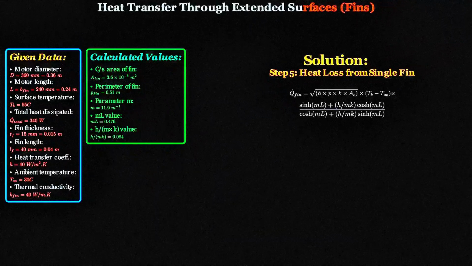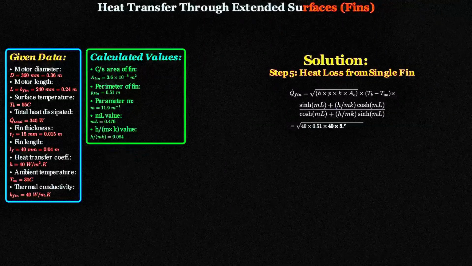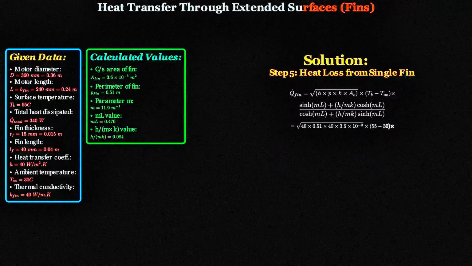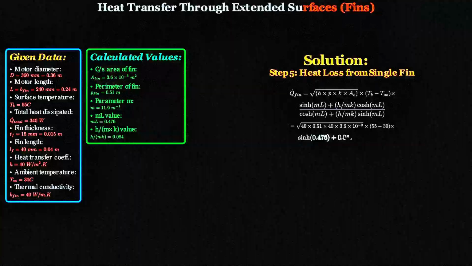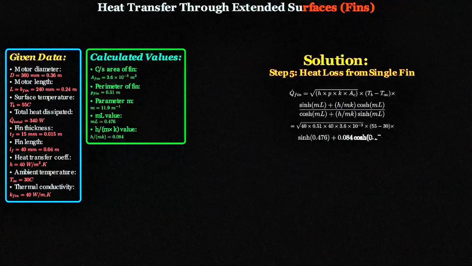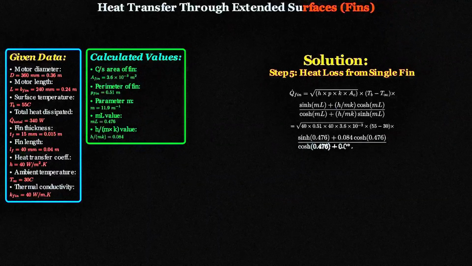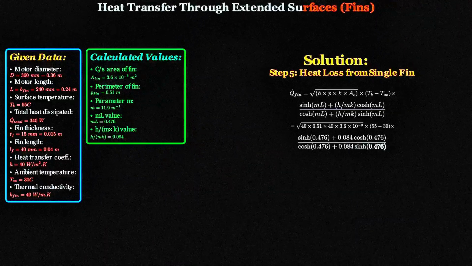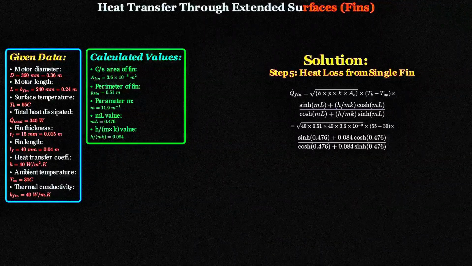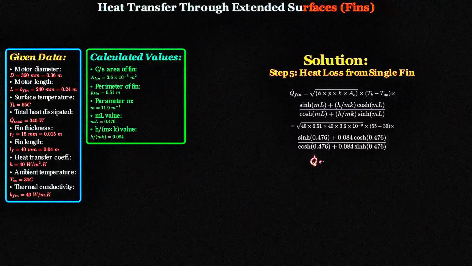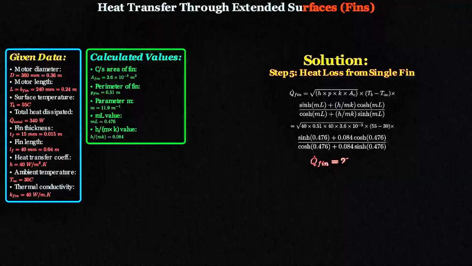Substituting our values, the square root term, square root of 40 times 0.51 times 40 times 3.6 times 10 to the negative 3, this simplifies to the square root of 293.76, which equals 17.14. The temperature difference, 55 minus 30 equals 25 Kelvin. Now the hyperbolic correction factor. The numerator, sinh of 0.476 plus 0.084 times cosh of 0.476. Sinh of 0.476 is 0.4939. Cosh of 0.476 is 1.1152.